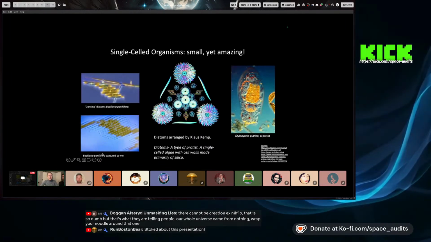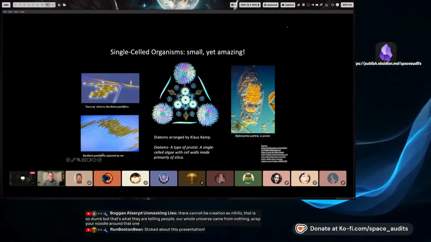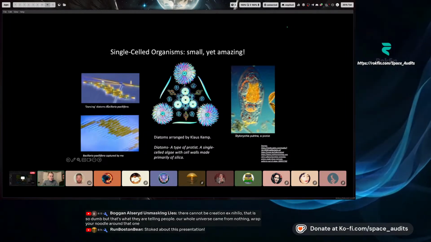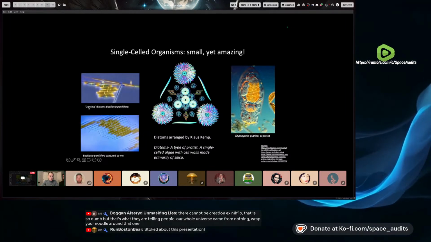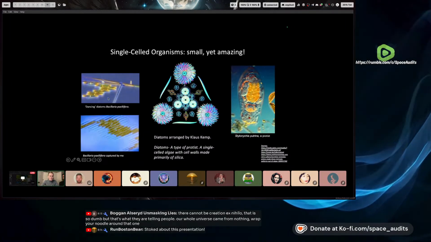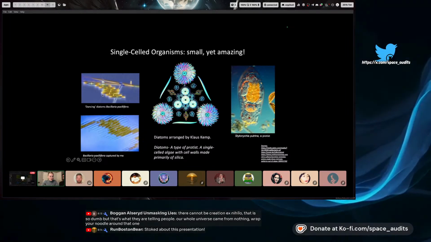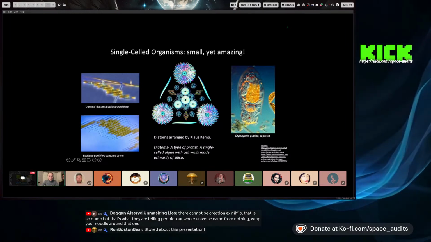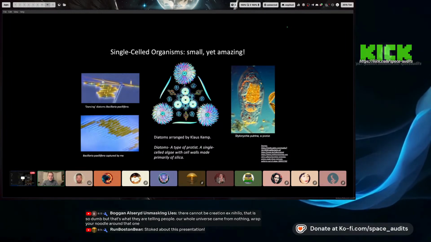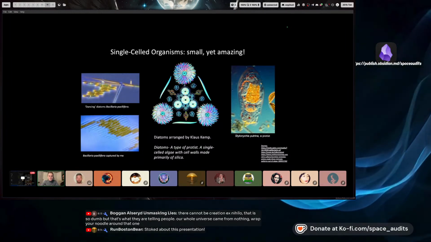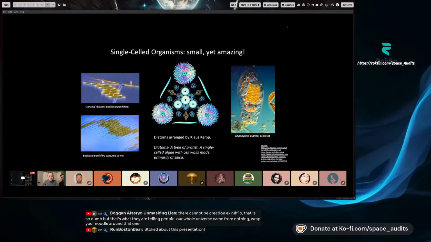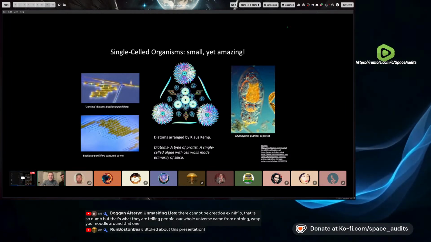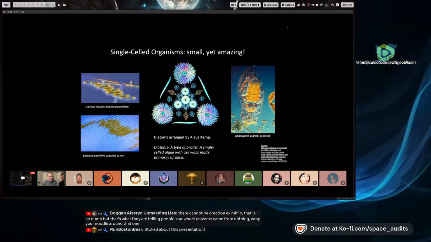Right here is a single-celled organism called Bacillaria paxillifer, also called the dancing diatoms. They basically slide back and forth upon one another, and here's a picture I took of them. I'm trying to show in this slide the complexity and amazingness of these single-celled organisms. Just because something is a single cell does not mean it's simple. These are very intelligent, very sophisticated organisms.